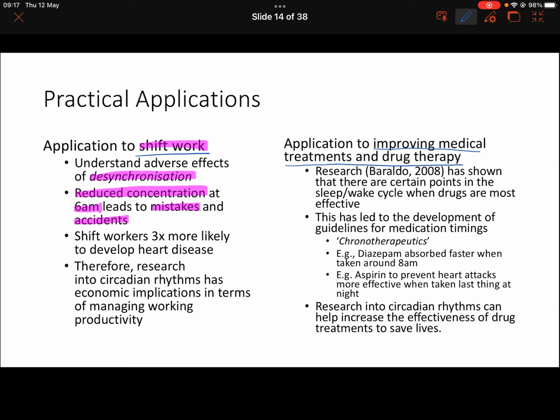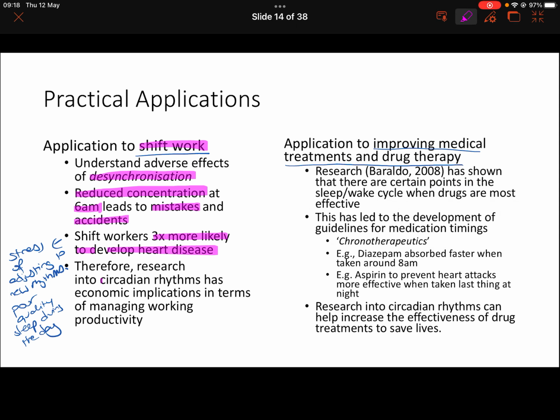We know that shift workers are 3 times more likely to develop heart disease. That heart disease is linked to the stress of having to adjust to new sleep-wake cycles. That increase in heart disease is linked to poor quality sleep during the day. Our body does not want to sleep when it's light, and they have no choice but to sleep at that time. And so shift workers are far more likely to suffer from some really severe health consequences.